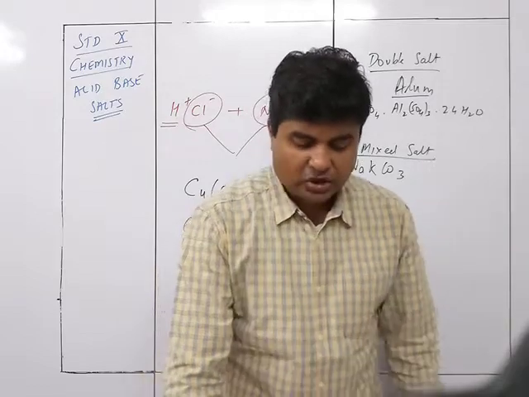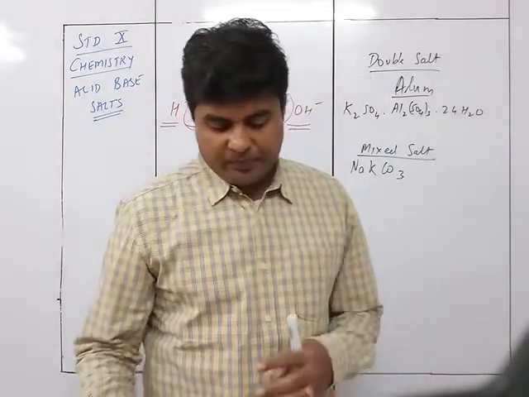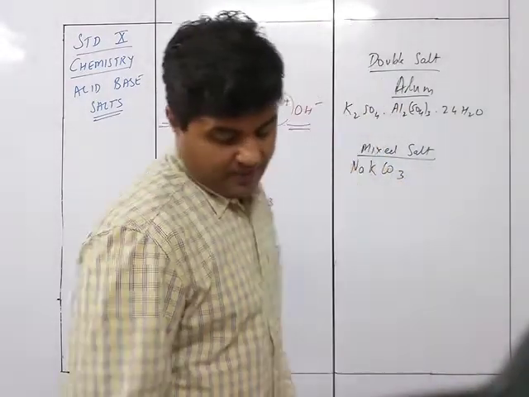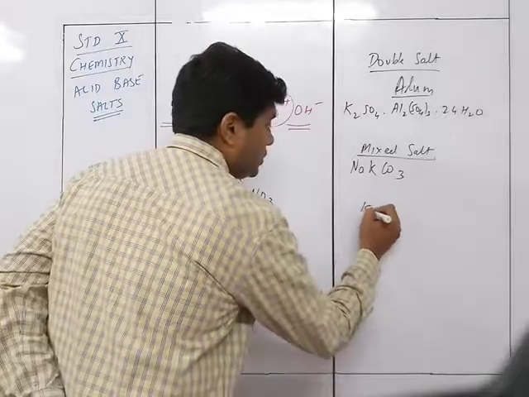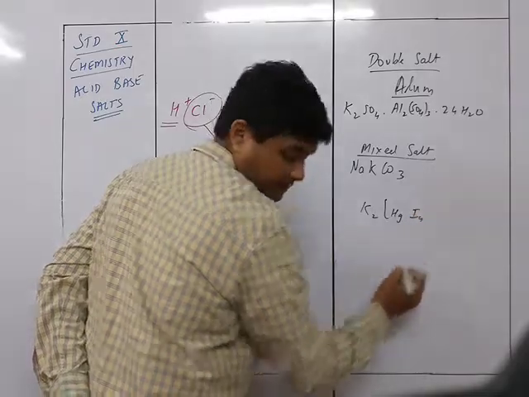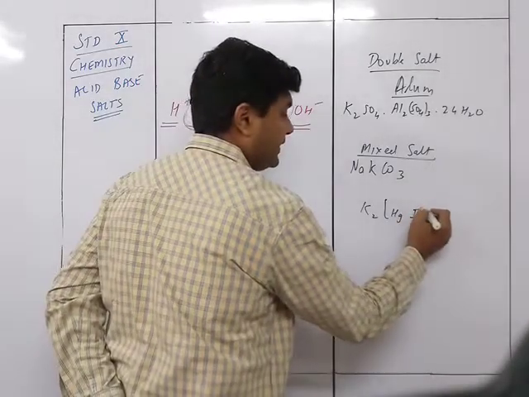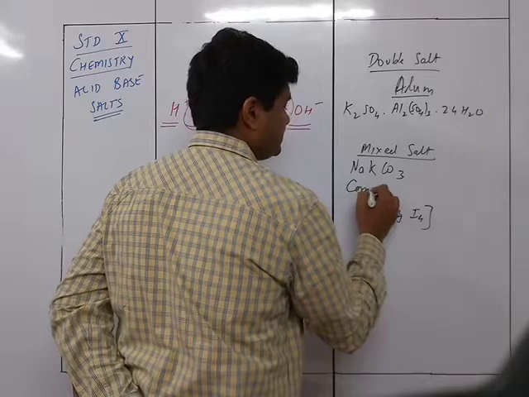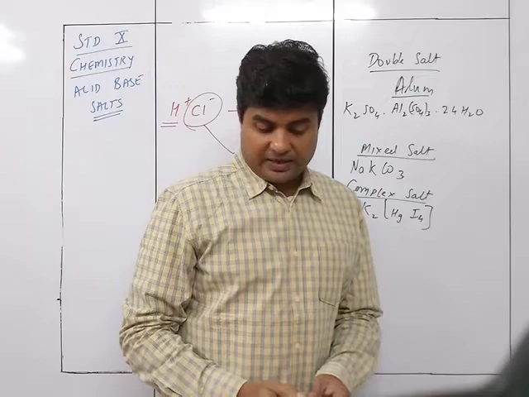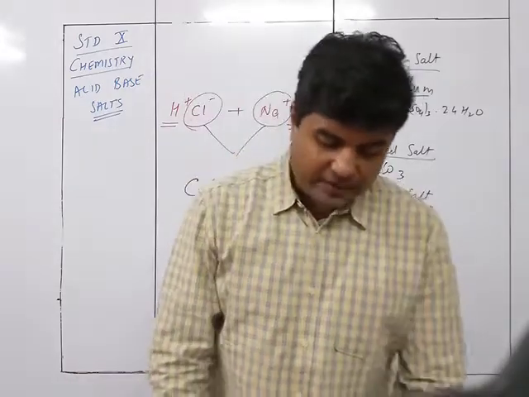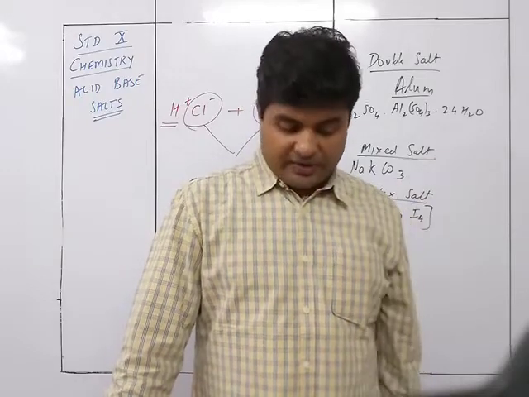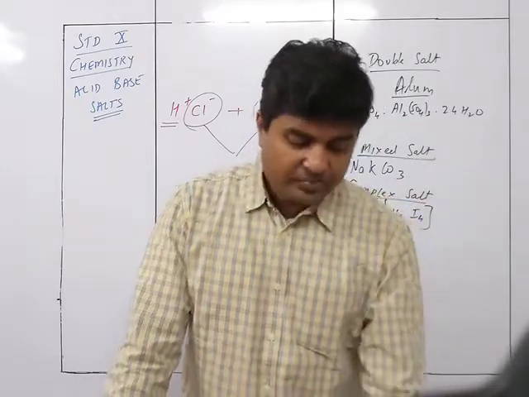Then there are complex salts. Complex salts are made up of simple ions and a complex ion combining together. For example, they are given here as K2HgI4, which is a kind of complex salt. These are just for reference, nothing for learning. Sodium silver cyanide, sodium zincate and tetraamine copper sulfate are all examples of complex salts.